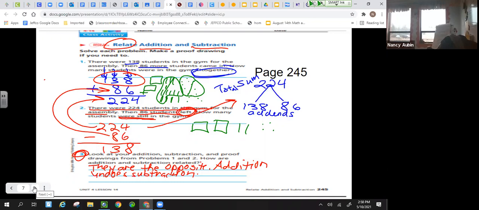How are your proof drawings coming along? Oh, let's get your proof drawing done. Let's do those proof drawings. Looking for proof drawings. Do this one.